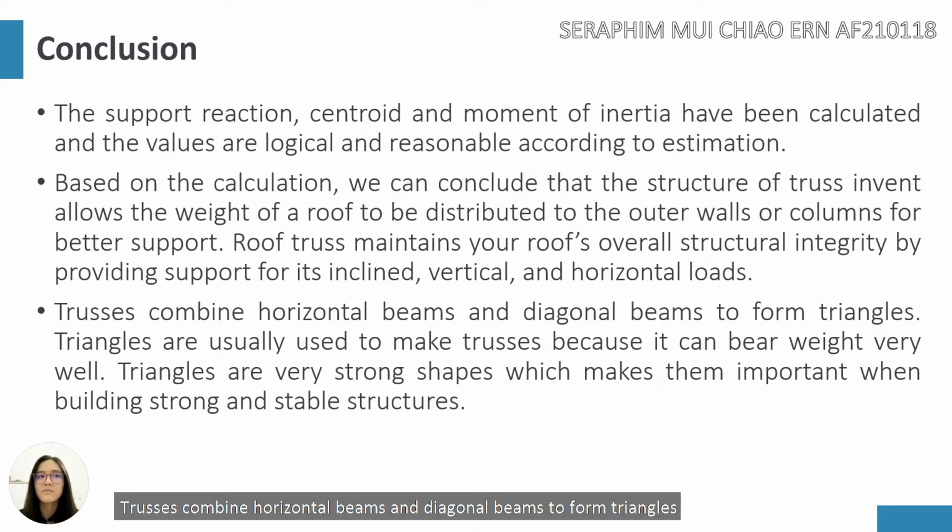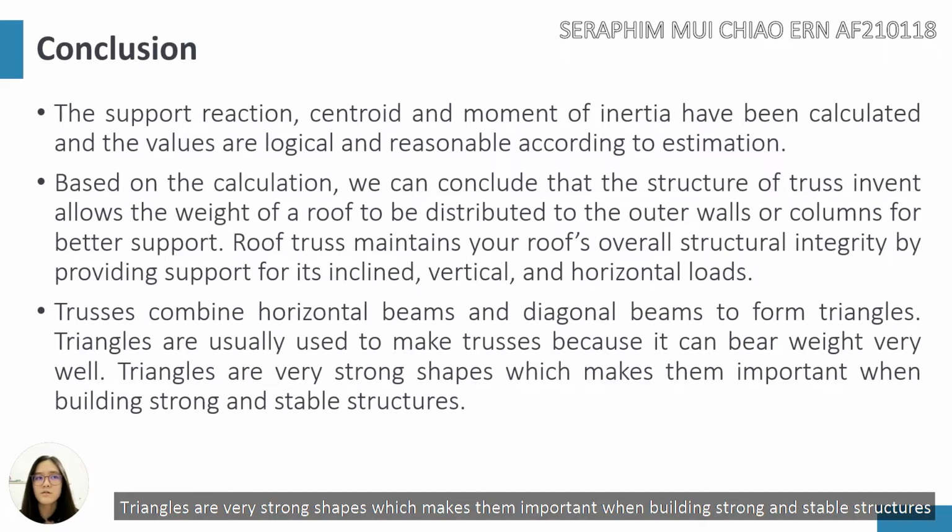Trusses combine horizontal beams and diagonal beams to form triangles. Triangles are usually used to make trusses because they can bear weight very well. Triangles are very strong shapes, which makes them important when building strong and stable structures.